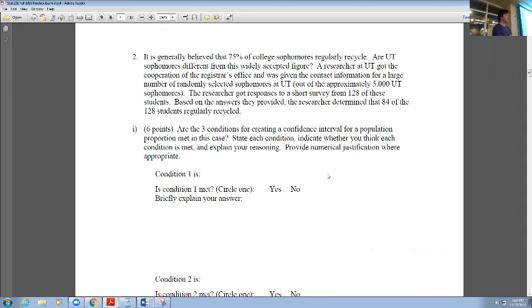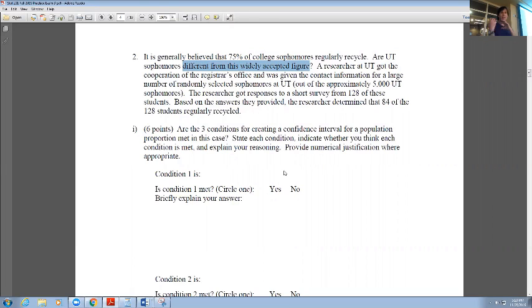Everyone doing all right? It is generally believed that 75% of college sophomores recycle. I have no idea why we believe that, but let's assume that is true. So are UT students, UT sophomores, different than the accepted figure? Now this right here, this different, is a very important part of the question. Because when we ask, are they different, it's automatically telling you what the alternative is going to be: not equal to. Are UT students different? Because the null would be that they are what? The same. So we can already think of a null and alternative we could write.